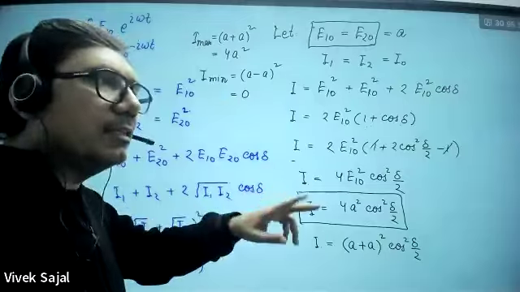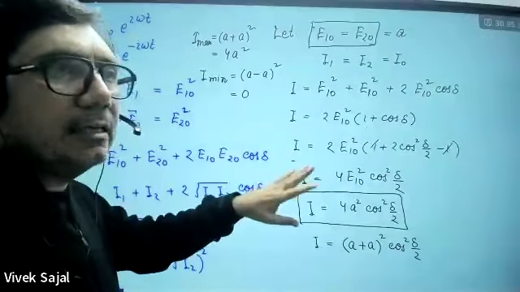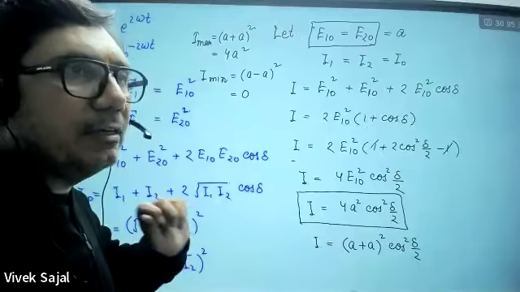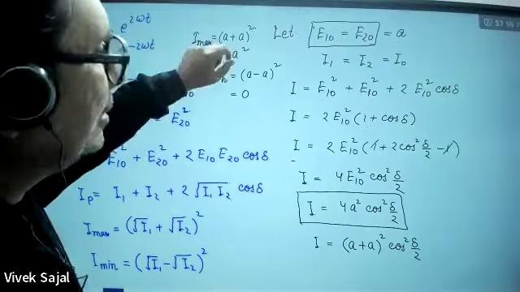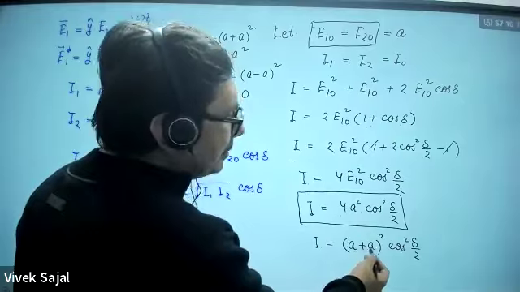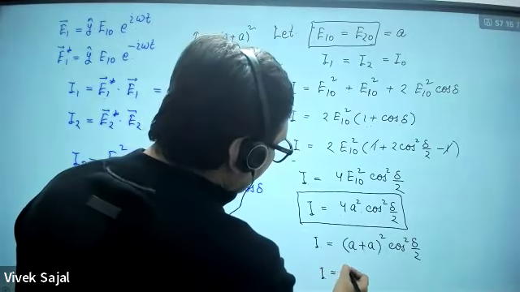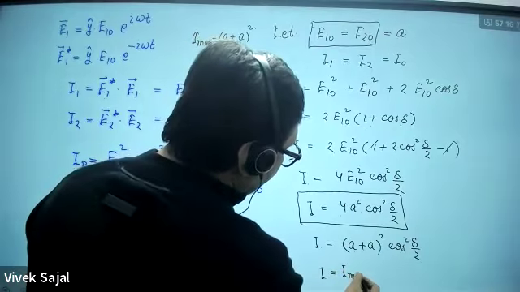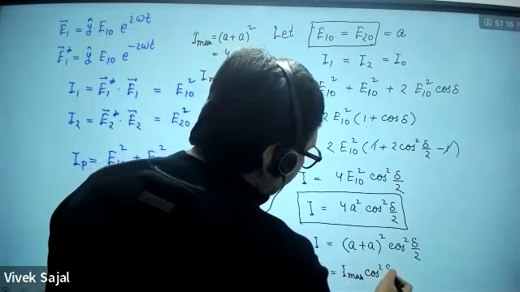This holds if both the slits are identical in size and shape, and they are equally placed with respect to the source. And I maxima will be 4a square, or you can say a1 plus a2 whole square. So this is I equal to I max cos square delta by 2.